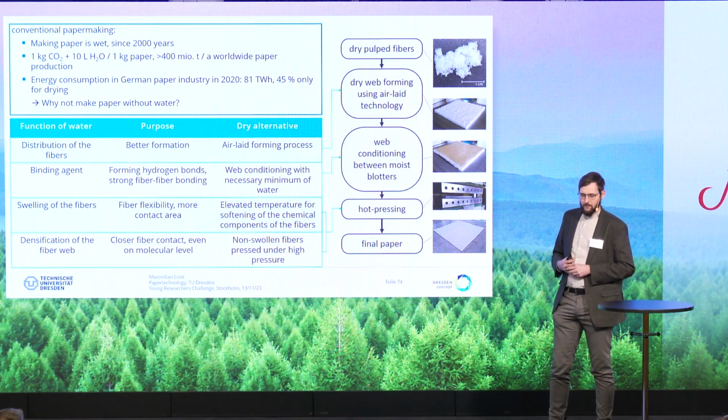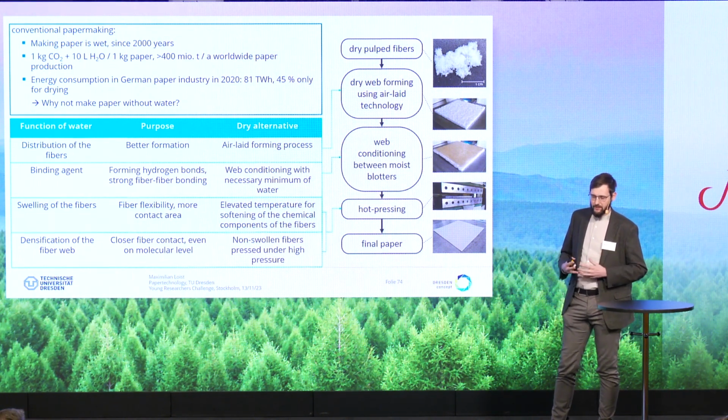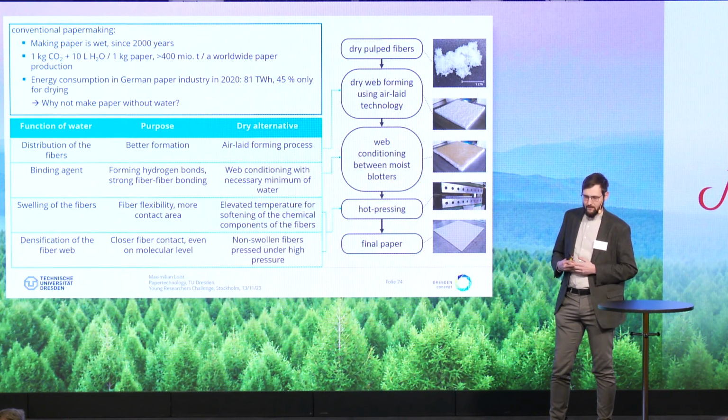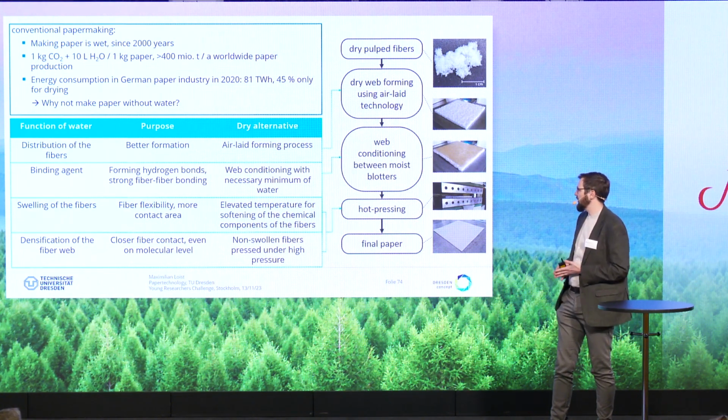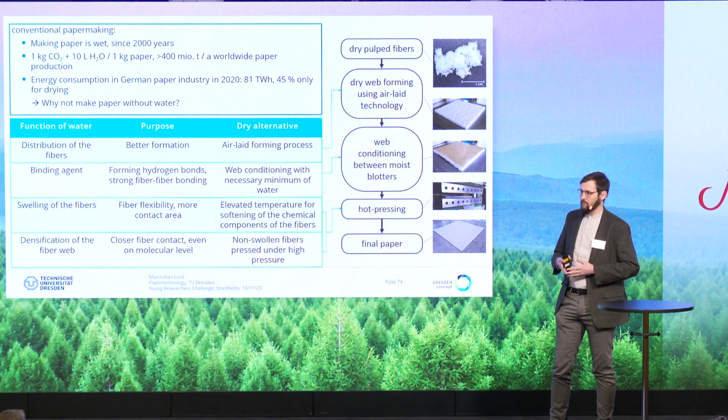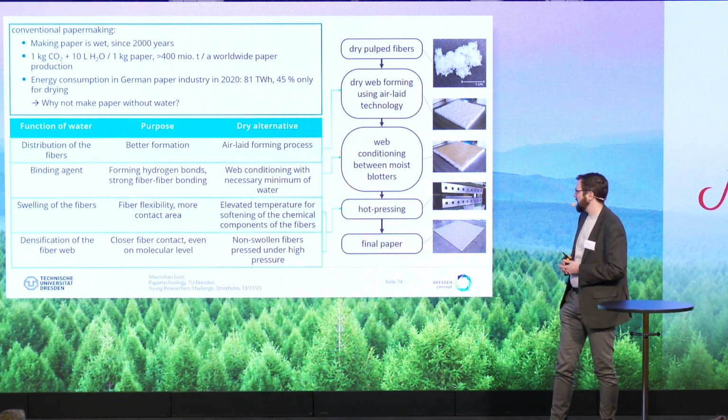And then during drying, evaporating water densifies the fiber web, which brings the fibers in even closer contact, creates more molecular contact area, and more hydrogen bonds. And in a dry process, we just press the fibers together and densify the fibers in a hot press, and that's how we get our final sheet of paper.